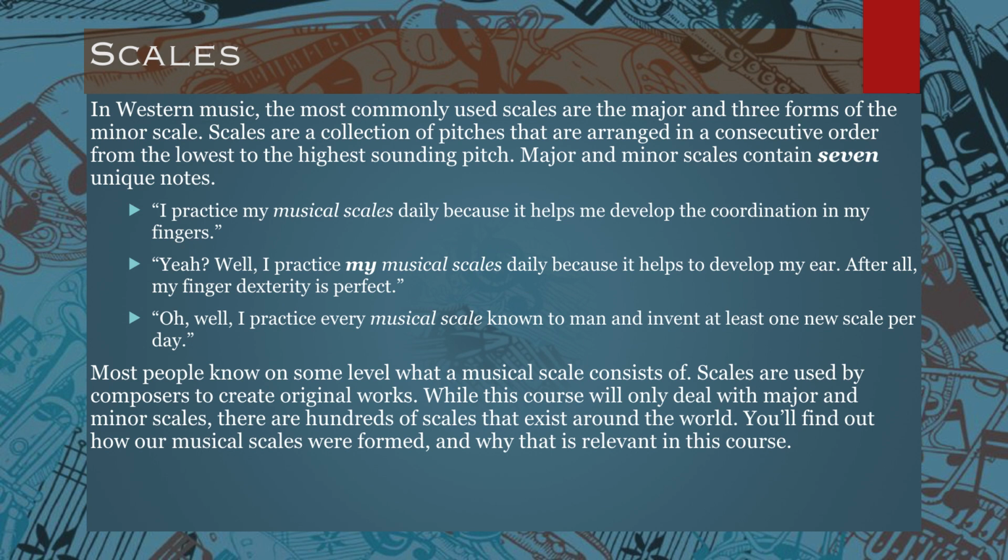Last concept. In Western music, the most commonly used scales are the major and three forms of the minor scale. Scales are a collection of pitches that are arranged in a consecutive order from the lowest to the highest sounding pitch. Major and minor scales contain 7 unique notes. So this term scales is actually a very broad term. However, in this class, we are going to confine its use to the major scales and the 3 forms of the minor scales, which are harmonic, melodic, and natural.